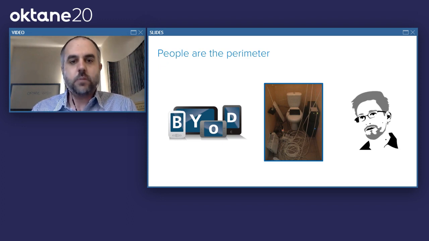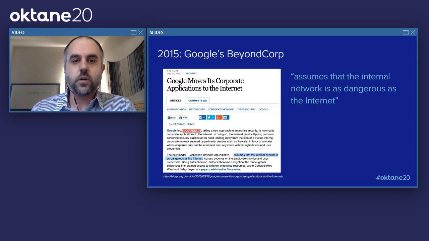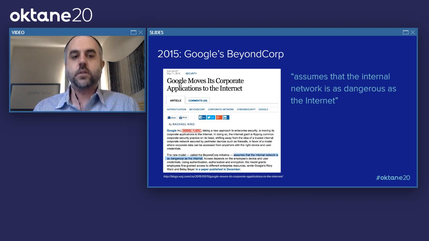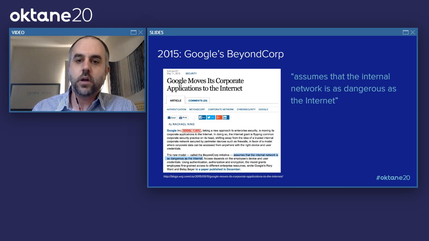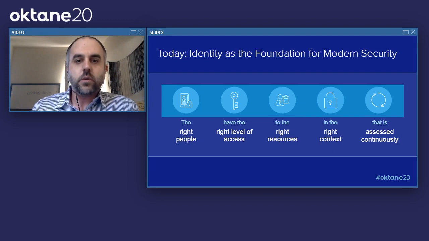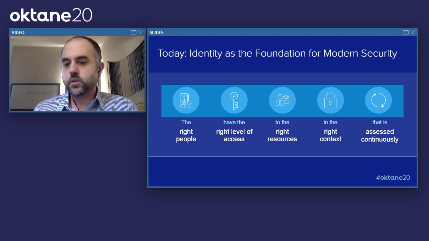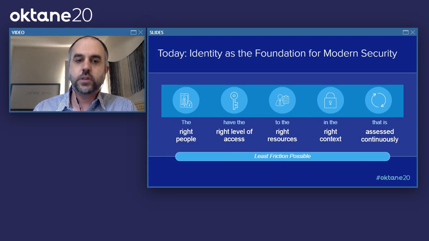And so we're now at a point in time where the people are the perimeter of our network, with BYOD accessing anywhere from an internet cafe to your home, to any user from a customer or partner accessing your resources. And so around 2015, best thinking started to evolve around Google's BeyondCorp model to crystallize this movement to people as the perimeter, where we start thinking that our internal networks are the same as our external networks. So today, the landscape is that identity is now the foundation for modern security. And so what we want to be able to do is grant the right people the right level of access to the right resources in the right context, and it's accessed continuously with the least friction possible.